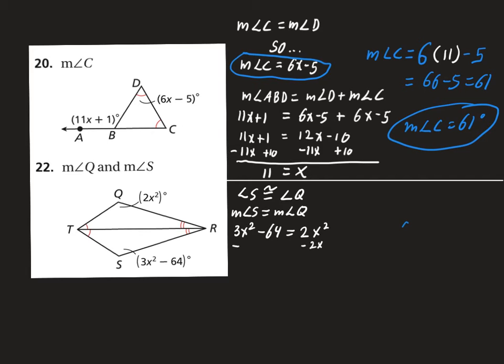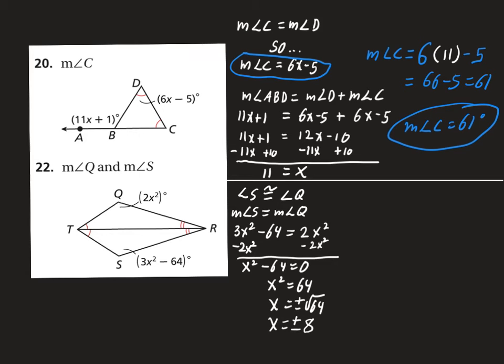Then we're going to get x squared by itself, or work towards that, so subtracting 2x squared from both sides. And then we're going to add 64 to both sides. We get x squared is equal to 64. So take the square root of that. So x will equal plus or minus the square root of 64. So x will equal plus or minus 8.